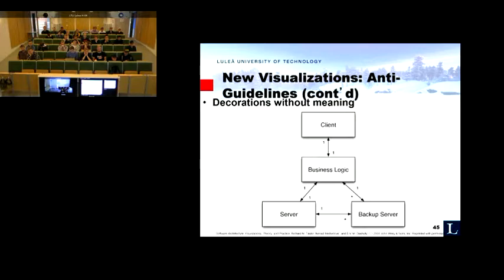Here we have decorations. These decorations mean 1-to-1, but if you don't explain this, usually you put a legend somewhere, like this is what the symbols mean. If you don't have that, what does it mean? Is it 1 client or 1 connection? I don't know.